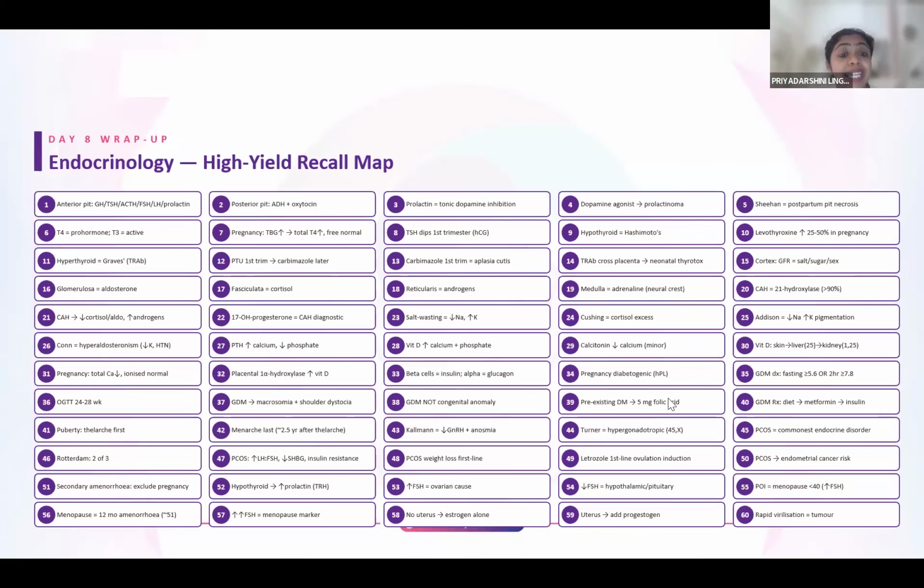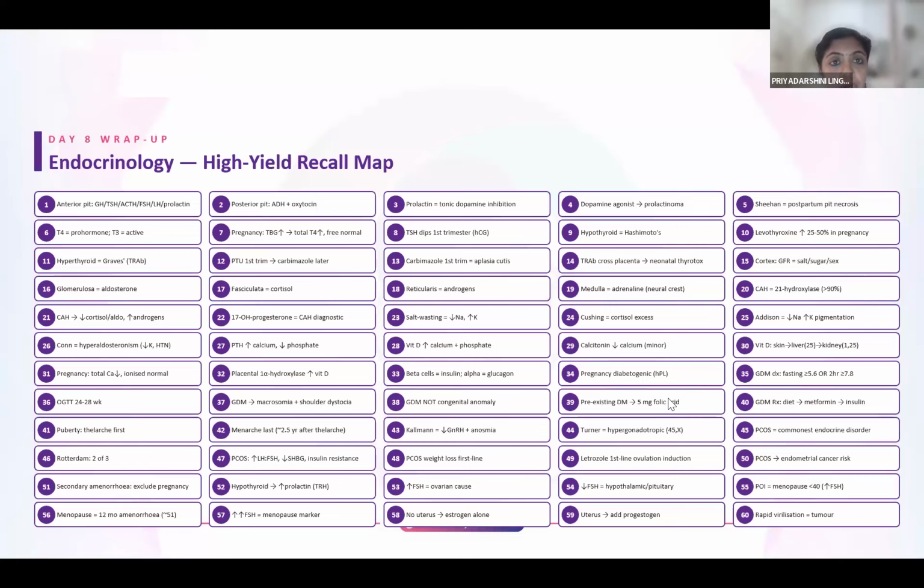So these are all the high yield recall maps. We started with some main hormones right from the hypothalamus. Then we looked into the pituitary hormones. We gave a lot of importance to prolactin, hyperprolactinemia and the treatment of prolactin. And then we came into thyroid disorders. We looked at the changes in hypothyroidism and hyperthyroidism. And then we looked at the drugs that we use for thyroid. First trimester is propylthiouracil, and after the first trimester, you're going to use carbimazole. Why don't you use carbimazole initially? Because it causes aplasia cutis.